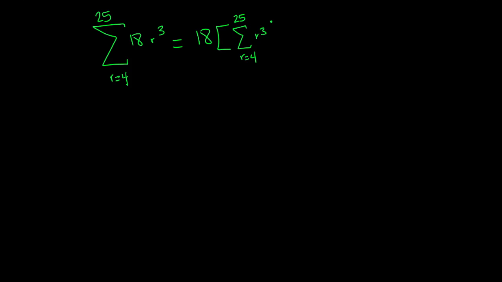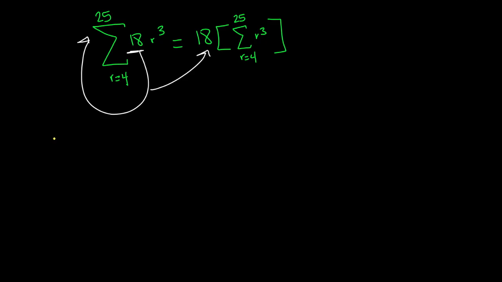Let's try one more example. If I did the sum from r equals 4 to 25 of 18r cubed, I really don't want to work that out, but I can tell you this is the same thing as 18 times the sum from r equals 4 to 25 of r cubed, whatever on earth that is. And this is always true. Whenever you have an expression with a constant inside the sigma, you can pull it outside and then just evaluate it.